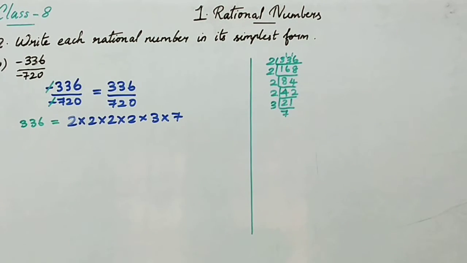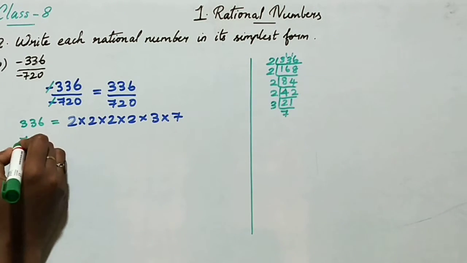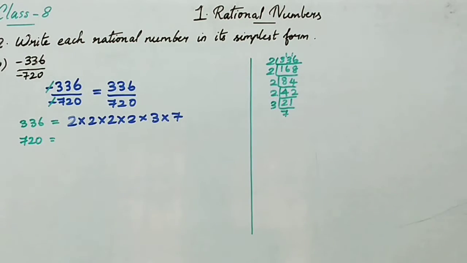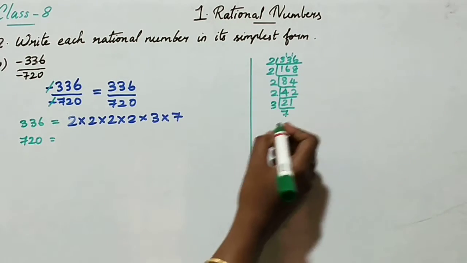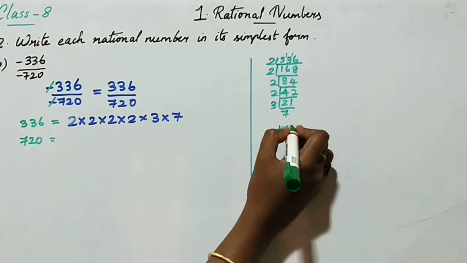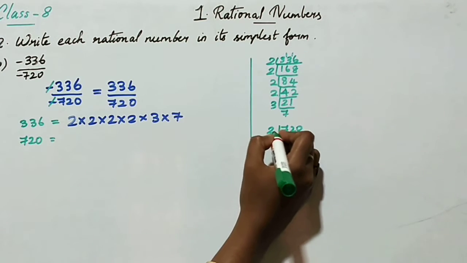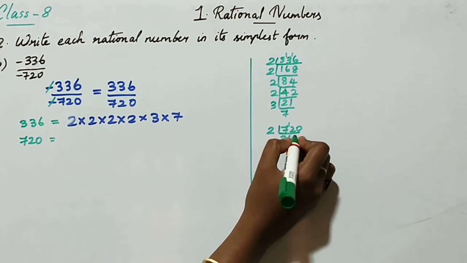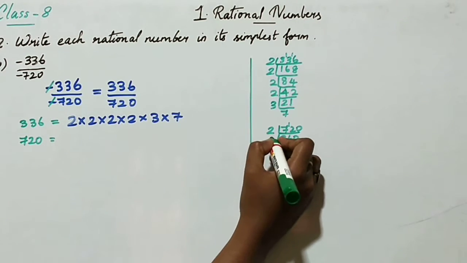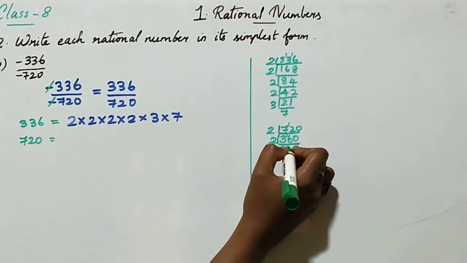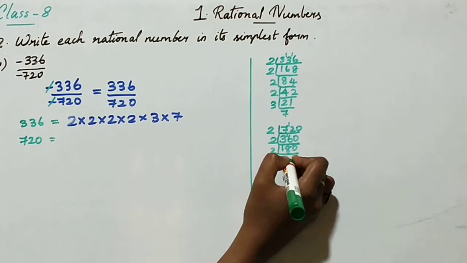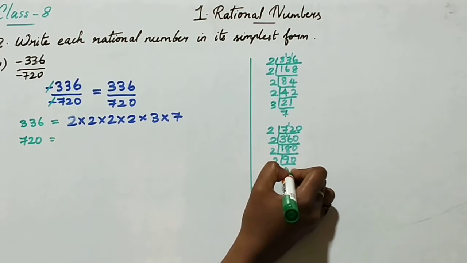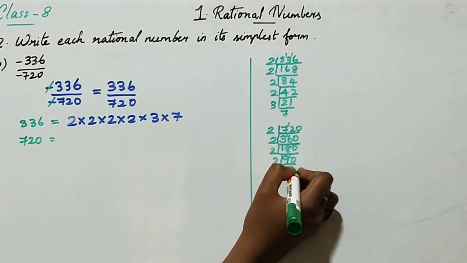Now the next one is 720. So I need to find the prime factors of 720. Now, 720, in second table, right? So 3 2s are 6. Balance 1. 6 2s are 12. Again 0. Again in second table. So 1 2 is 2. Balance 1. 8 is a 16. 0. Again in second table. 9 2s are 18. 0. Again in second table. 4 2s are 8. Balance 1. 5 2s are 10.